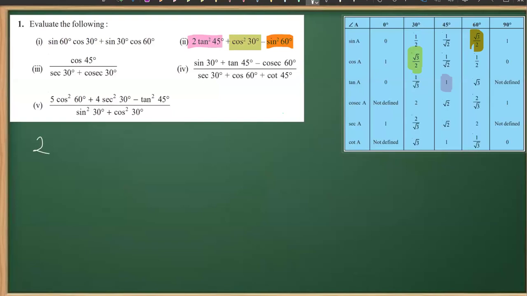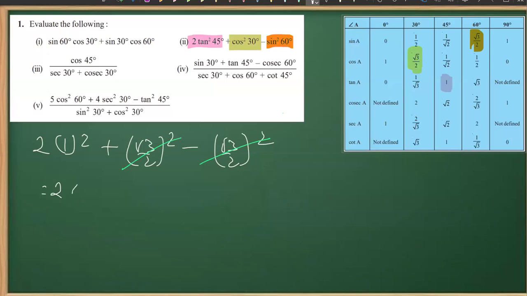This is 2 times tan square 45, and tan 45 is 1. So it should be 1 square plus cos square 30 degree. Cos 30 is root 3 by 2, so it should be root 3 by 2 whole square, minus sine 60 square, which is also root 3 by 2 whole square. We can figure out that these get cancelled here. So at the end, what we are getting is 2 into 1 square, that is 2 into 1, and that is 2, the answer for this part.